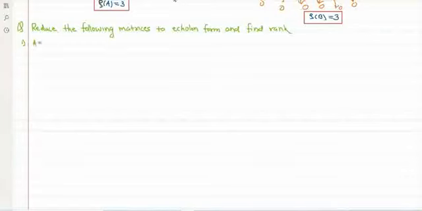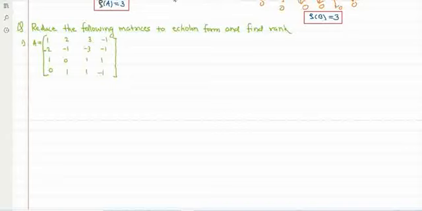Suppose the matrix A, name may be given or not given. First row: the elements are 1, 2, 3 and -1. There are 4 rows. Second row: -2, -1, -3, -1. Third row: 1, 0, 1, 1. Fourth row: 0, 1, -1.